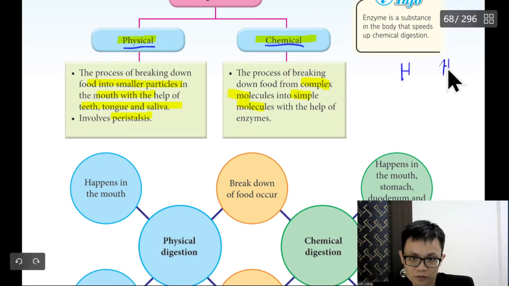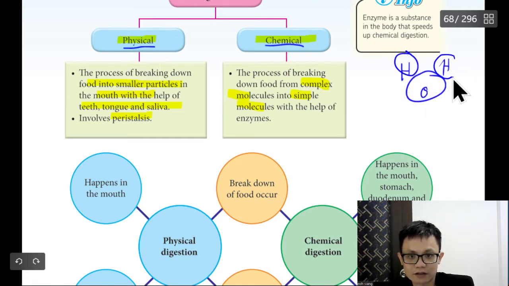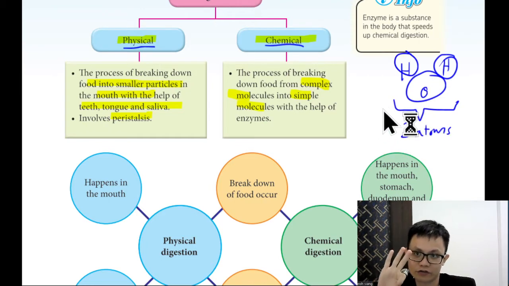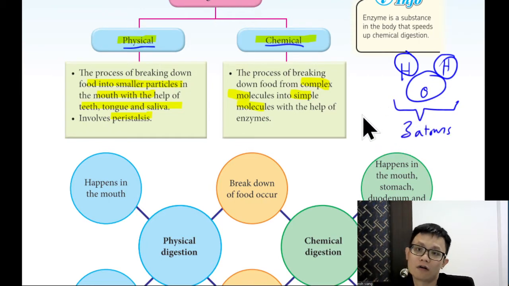H2O. Correct, not water, H2O. So this is one molecule. Here got 1 atom, 2 atoms, here got 3 atoms. So we consider this as a simple molecule, small because you only got 3 atoms. For example, like protein or what, I'm not sure, I haven't learned.